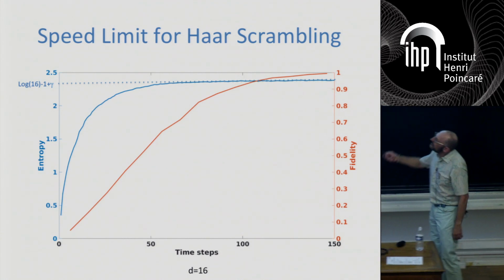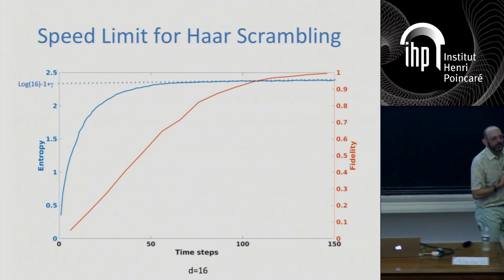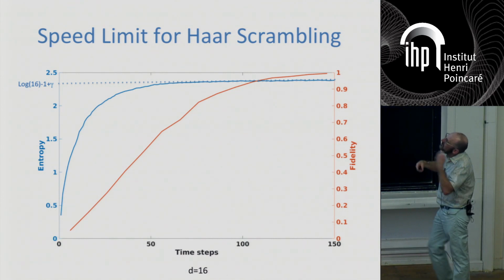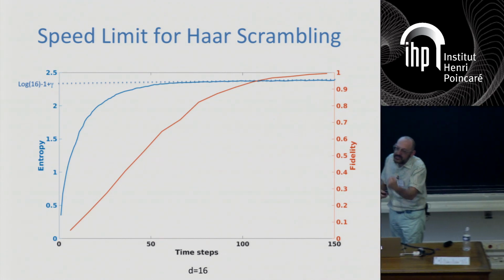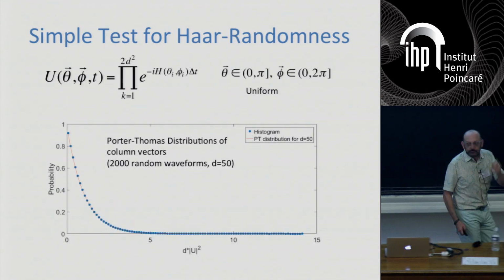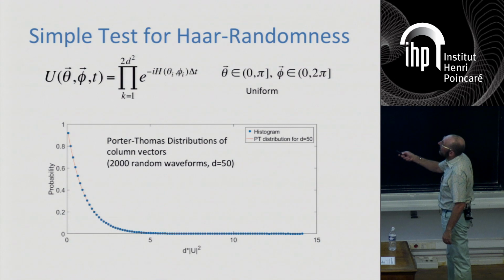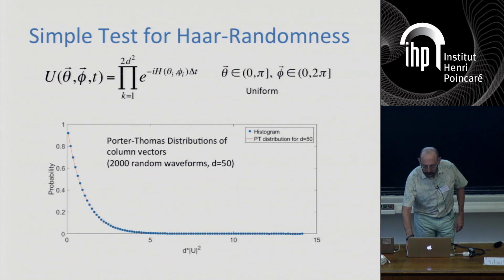So what that's saying is that the system is mixing, randomizing, blending into a Haar-random unitary much more rapidly. The speed limit for achieving Haar-randomness is faster than the speed to reach a particular target. That's an intuitive concept, I think. And we further checked other tests for that. We looked at the Porter-Thomas distribution, and we see indeed that does fit quite well.